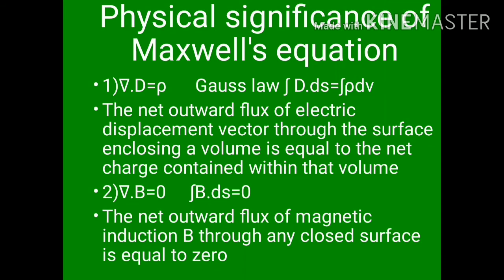Physical significance of Maxwell's equations. First, del dot D equals rho, which is Gauss law: the integral of D dot ds equals the integral of rho dv. The net outward flux of the electric displacement vector through the surface enclosing a volume is equal to the net charge contained within that volume. Second, del dot B equals 0, the integral of B dot ds equals 0. The net outward flux of magnetic induction B through any closed surface is equal to 0.